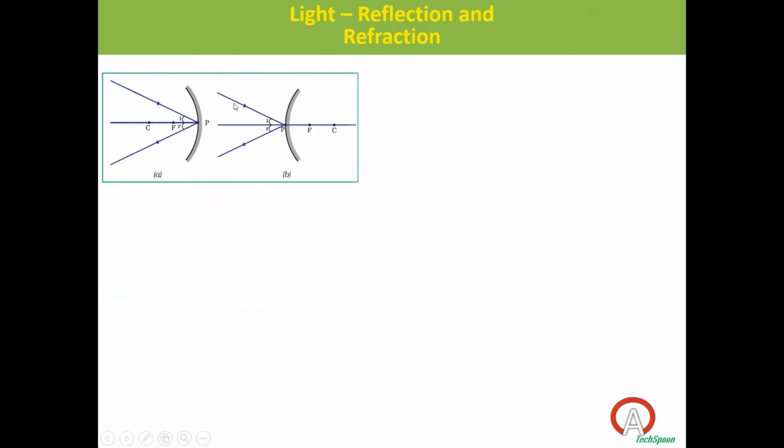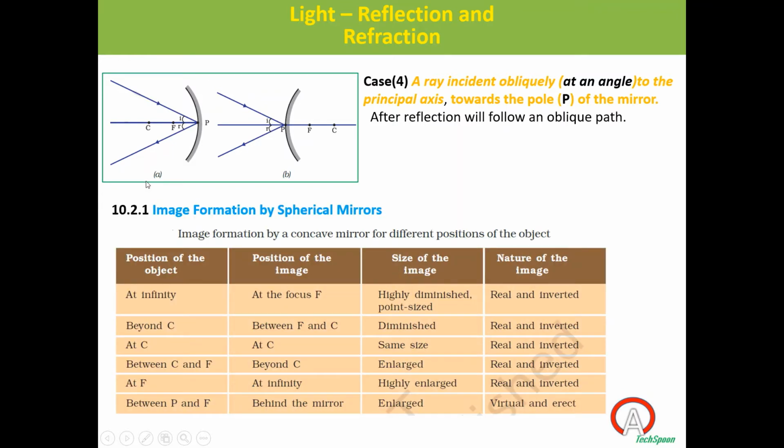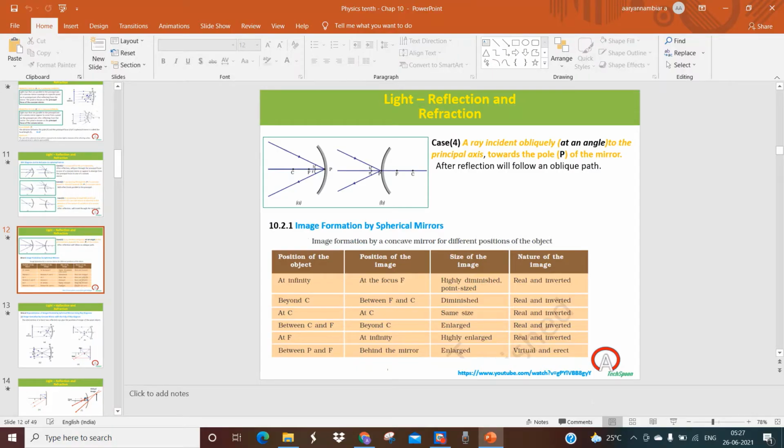Case 4. If the ray is incident obliquely at an angle to the principal axis towards the pole of the mirror, after reflection it will follow an oblique path. Okay. So we will see the image formation by spherical mirror.